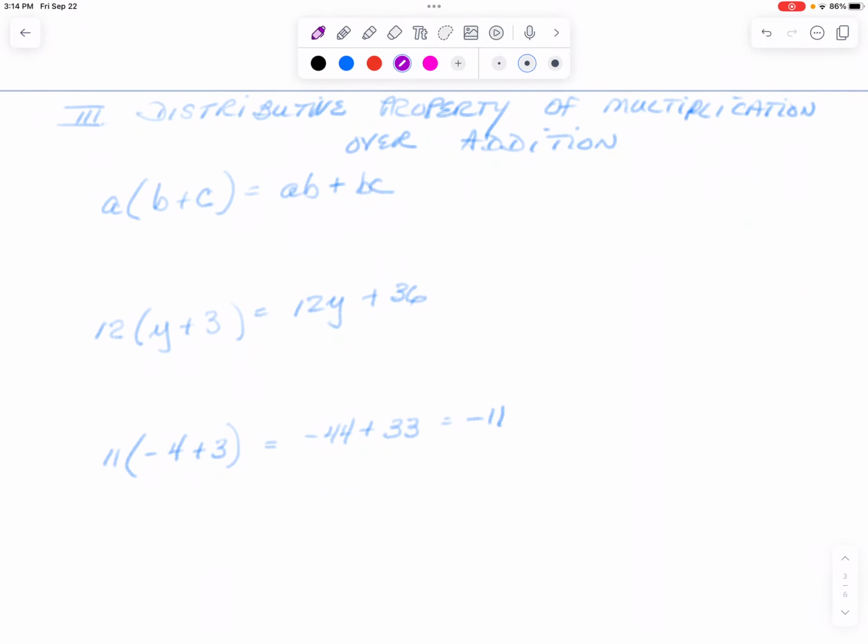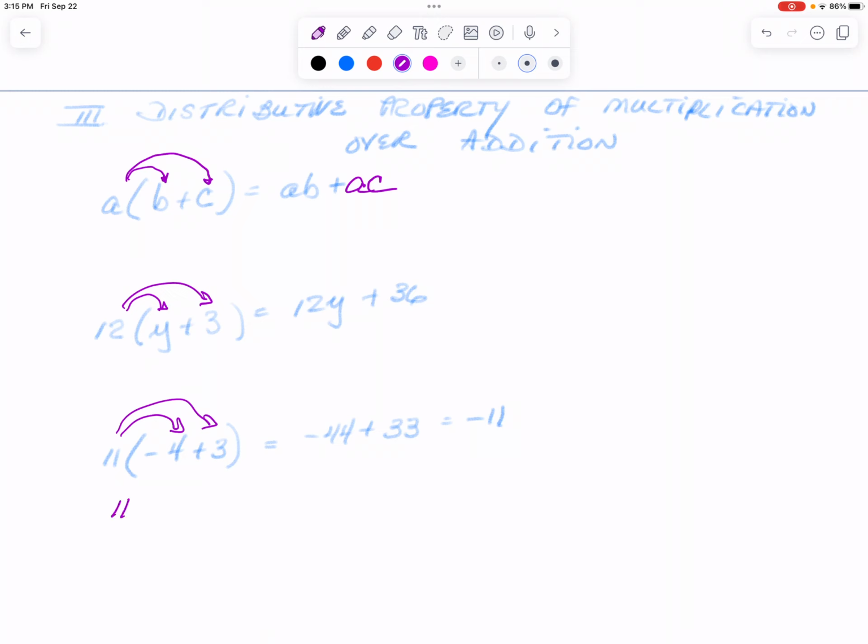The next one that I think you're most likely to use is the distributive property of multiplication over addition. Most students are familiar with that. So what you're doing here is you're taking the multiplier out in front of the parentheses and distributing it into, and this, what I have written here is not correct, into the parentheses. So here this is 12 times y and 12 times 3. This is 11 times -4 and 11 times 3. So you can see how that works out.